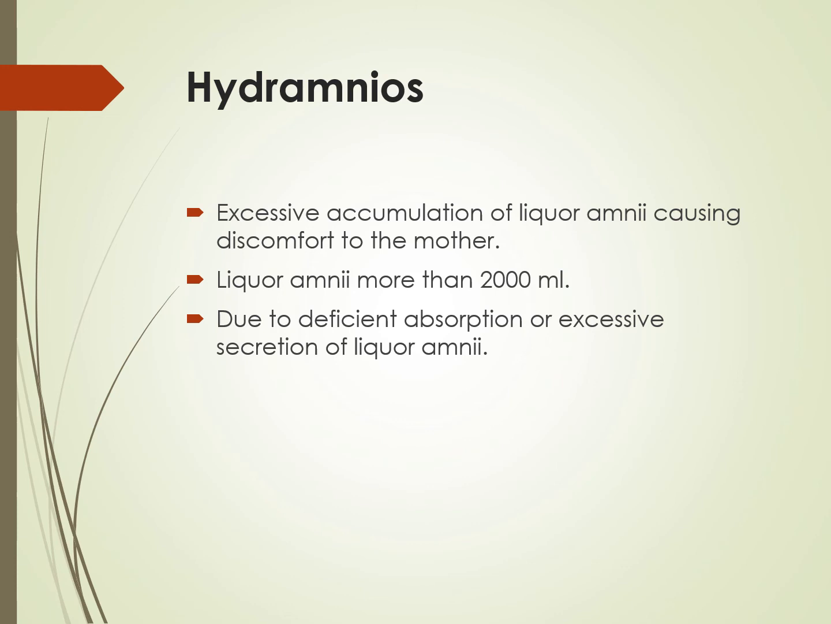Then we talk about hydromnios. Hydromnios is excessive accumulation of fluid in the uterus during pregnancy. The baby is growing in the uterus and around the baby there is fluid. If this fluid exceeds 2000 ml, 2 liters, then it is called hydromnios. Too much quantity of amniotic fluid.